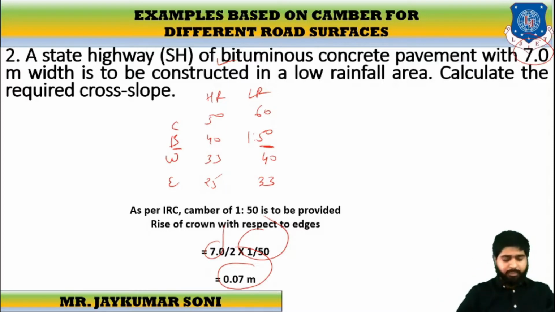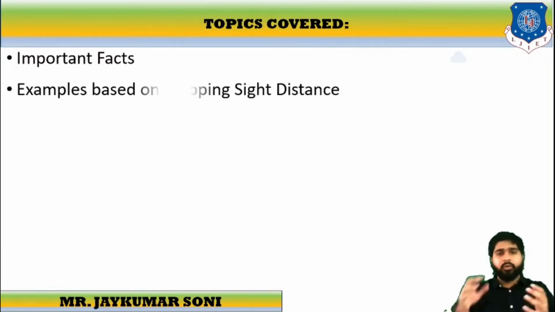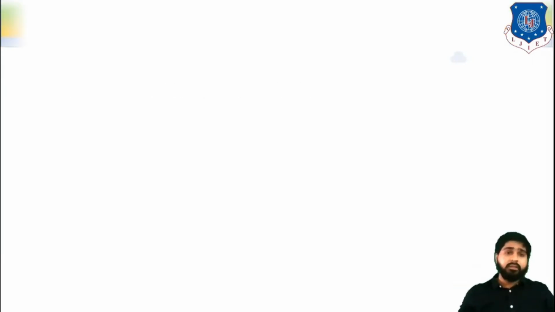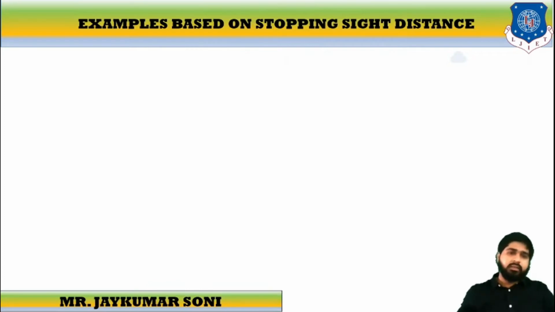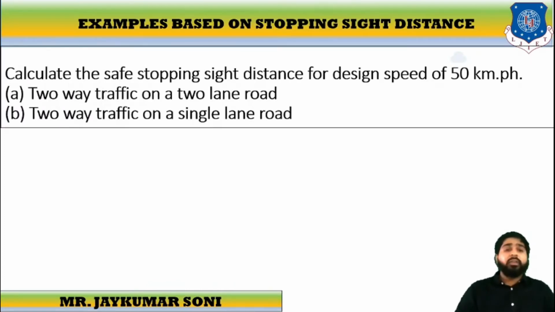Let us discuss stopping sight distance. We are going to cover the stopping sight distance examples. Let us understand the first statement. Calculate the stopping sight distance for a design speed of 50 km/h. First, we have to calculate SSD for two-way traffic on a two-lane road, and another we have to calculate SSD for two-way traffic on a single lane road. We are only given the design speed of 50 km/h.